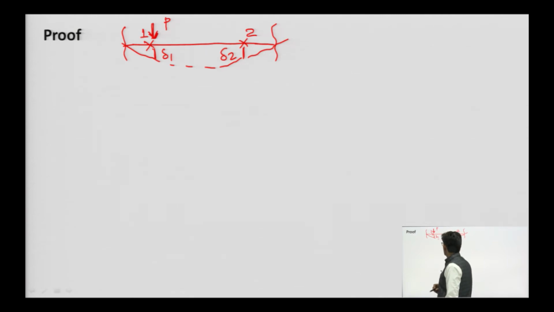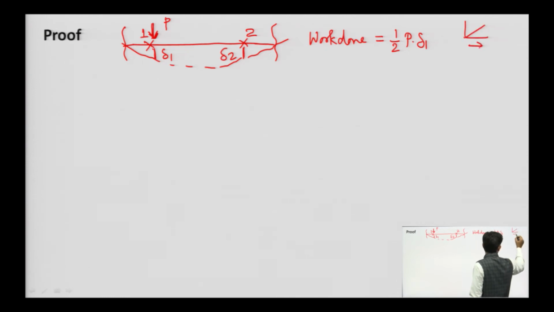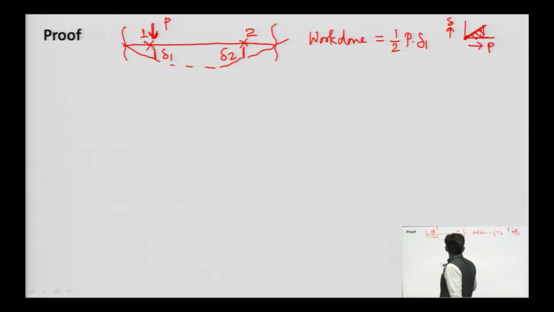So the work done in this case will be half P into del 1. Why is it half P into del 1? It is because the variation in P and del will be from 0 to this, and the area covered is half of P into del 1. This is the work done. Say this is case 1.